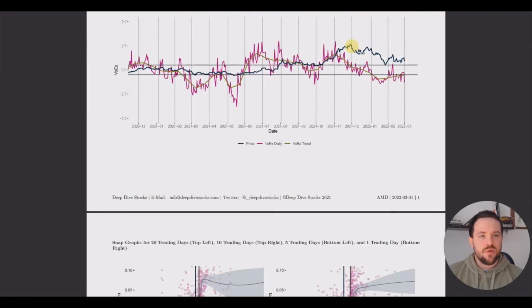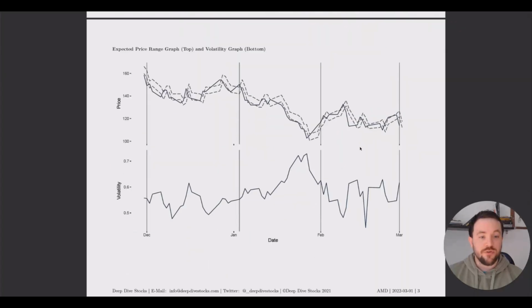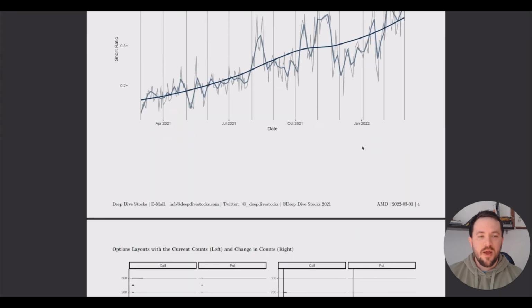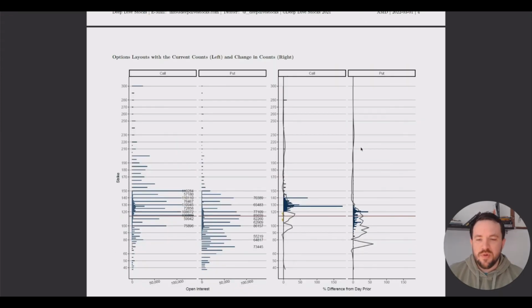So in December, as the stock has been falling, shorting has been increasing. And this is probably because AMD's been battling this persistent gamma squeeze, as we'll see in a minute. The options layout for AMD is actually pretty healthy.